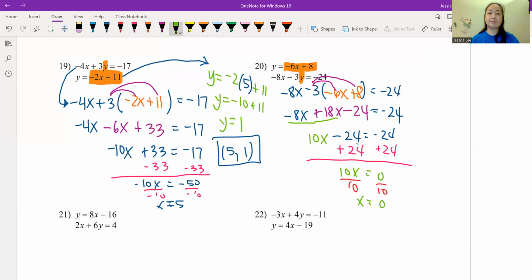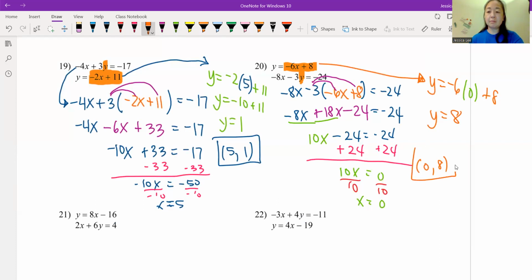How to get y? Plug it in. Plug it in right here. So y is equal to negative 6, and instead of x, we're going to plug in 0 plus 8. We're finishing up that equation. So y is equal to negative 6 times 0, which is 0, plus 8. So that's going to be just 8. So we got 0, 8. Just like that.